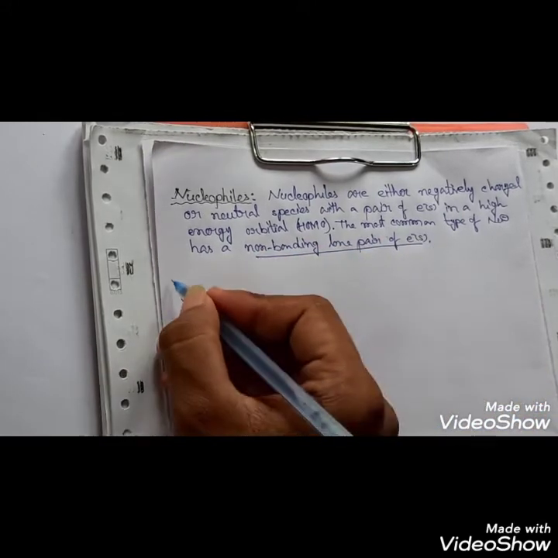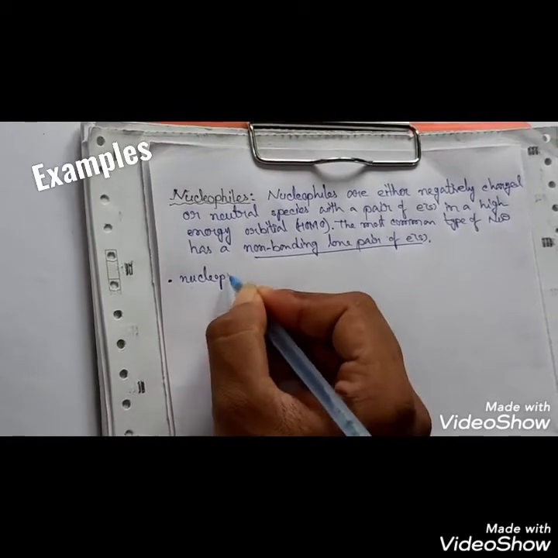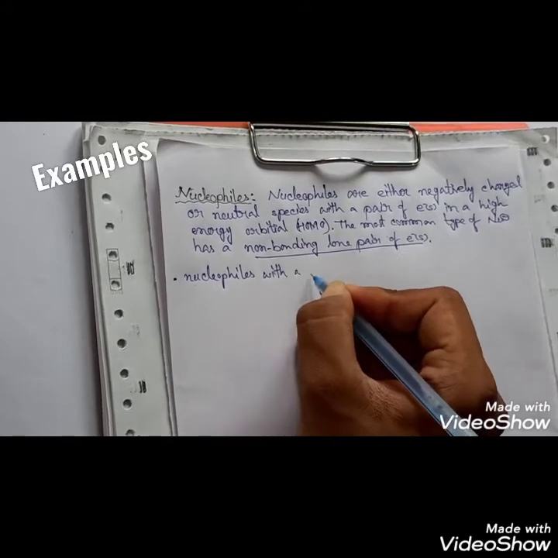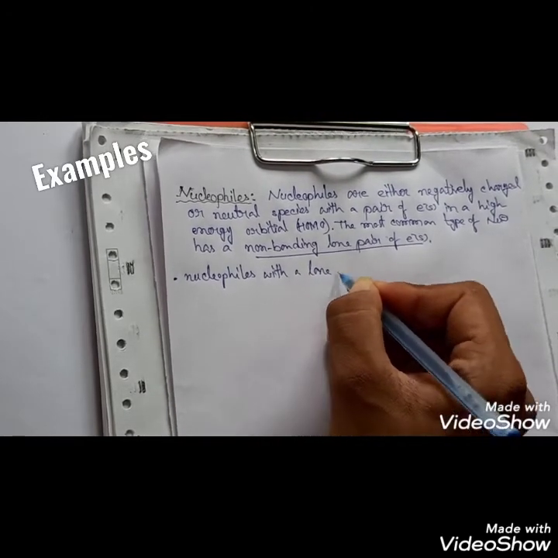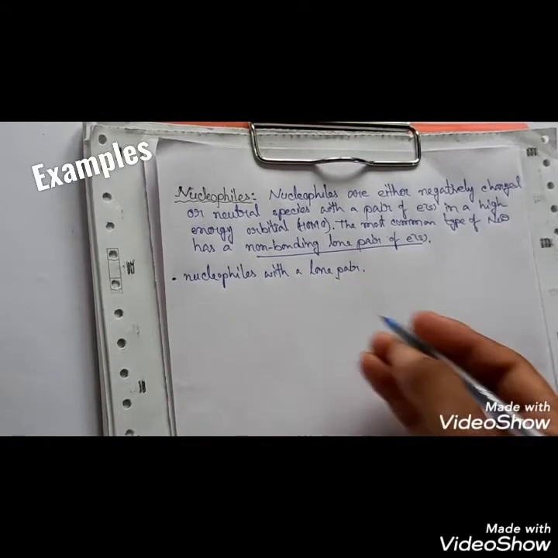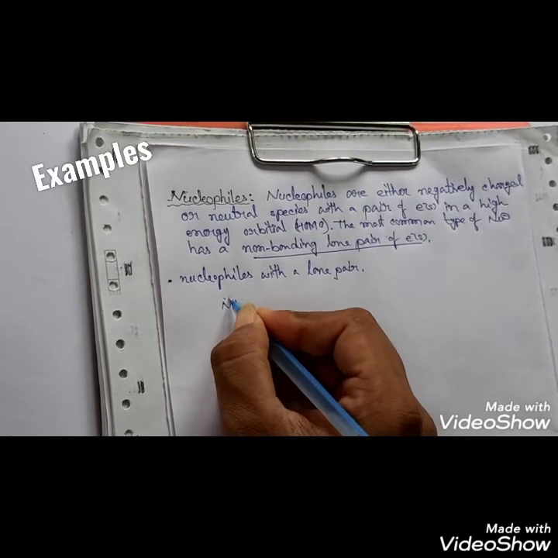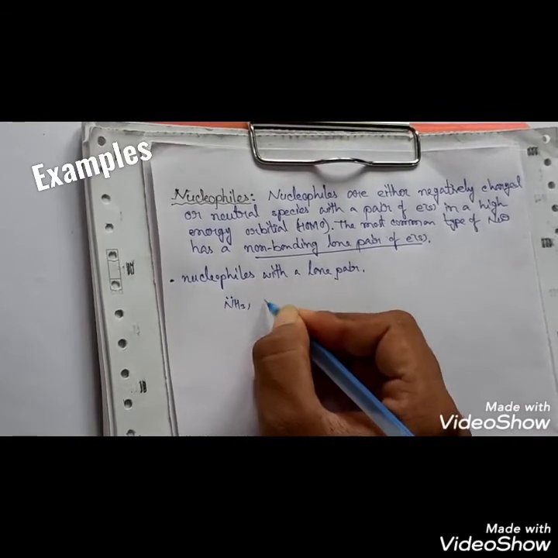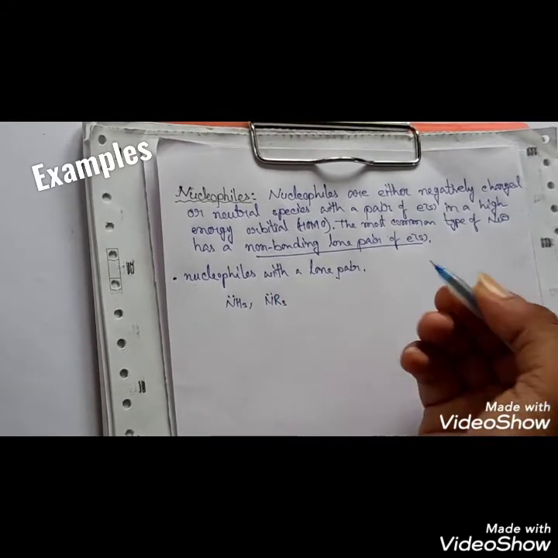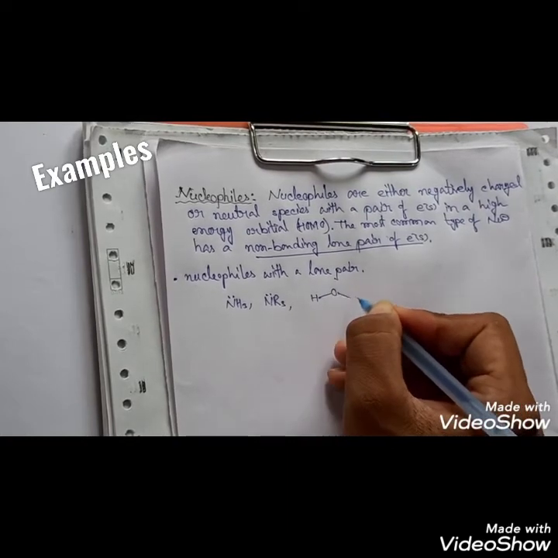There are different types of nucleophiles, like nucleophiles with a lone pair. Examples: like ammonia, NH3. This is the lone pair, okay? And NR3, trimethylamine or trialkylamine, whatever. And water, H2O.